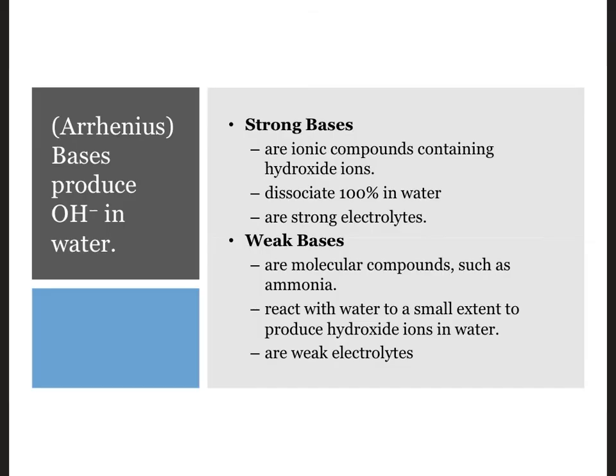Bases are compounds that, when added to water, produce hydroxide ions in solution, according to the Arrhenius definition. Like acids, bases can be strong or weak electrolytes. Strong bases will be those group 1 and group 2 metal hydroxide compounds that are water soluble. Weak bases will be molecular compounds that contain a nitrogen, such as ammonia, NH3.